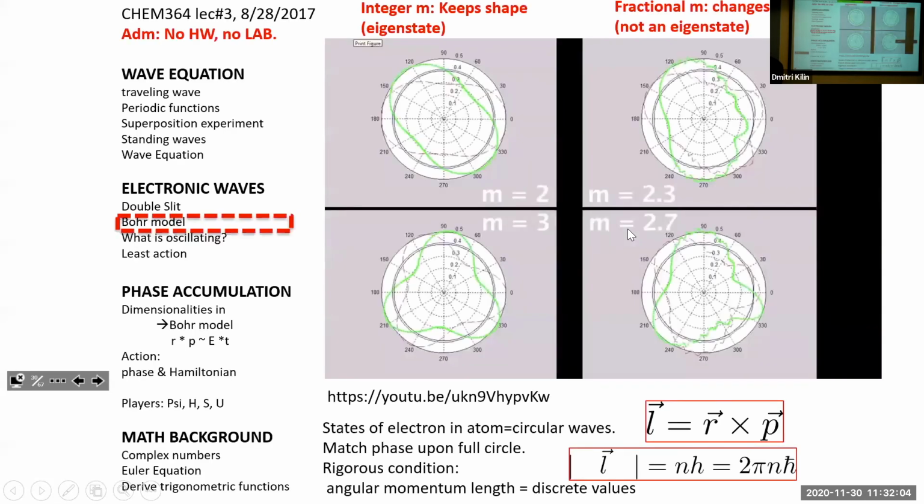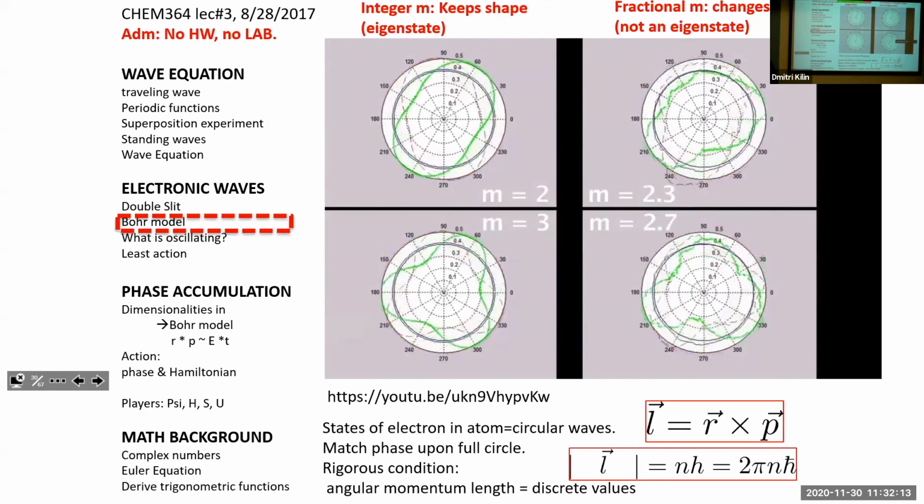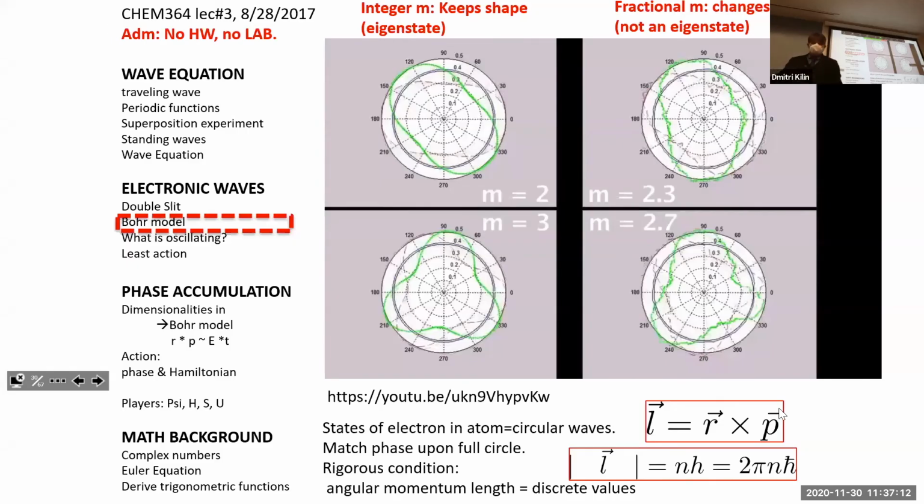Okay, we may want to interpret this stuff. Integer values of the number are beautiful because it repeats the same structure.